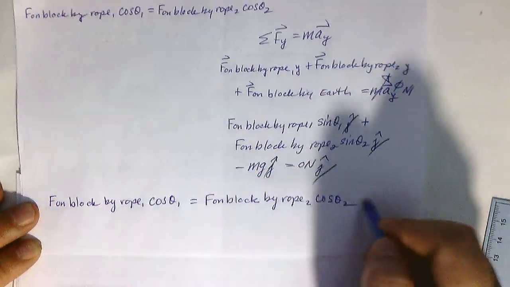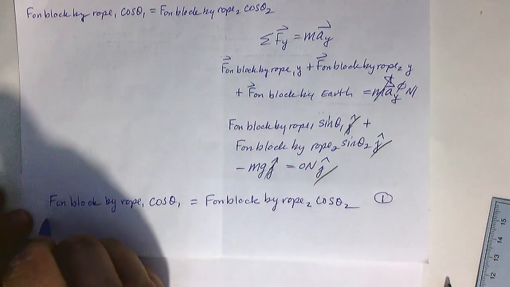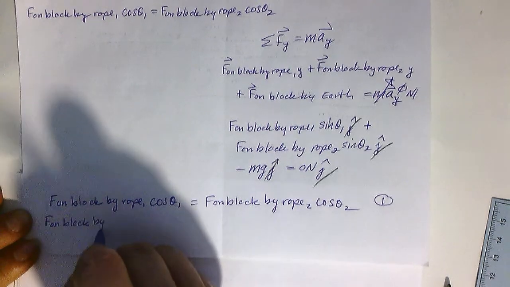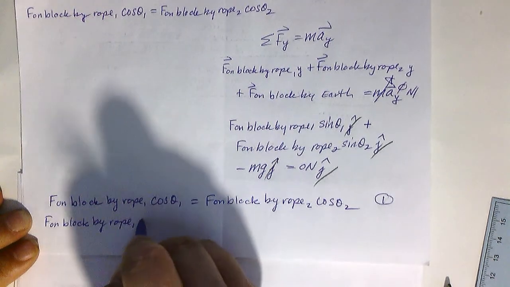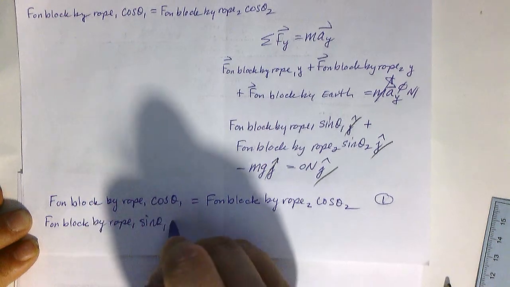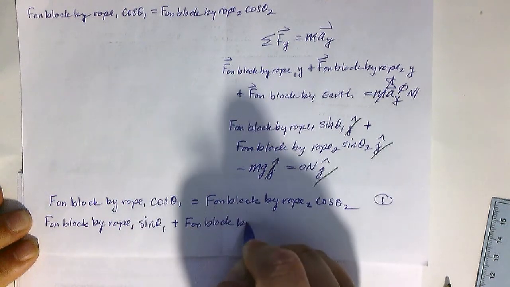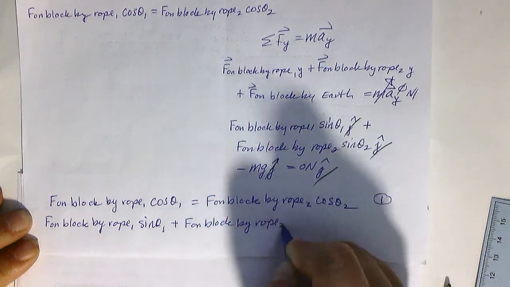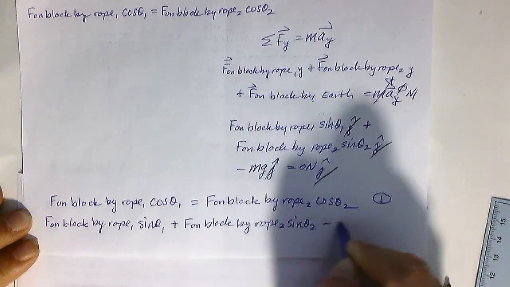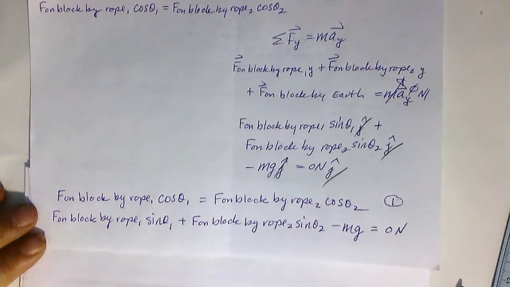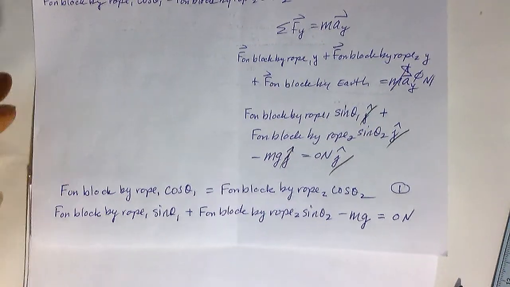That's my first equation. And my second equation is force on block by rope 1 sine theta 1 plus force on block by rope 2 sine theta 2 minus mg is equal to 0 newtons. Okay, so those are my two equations.